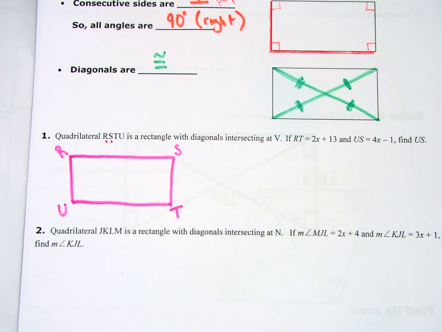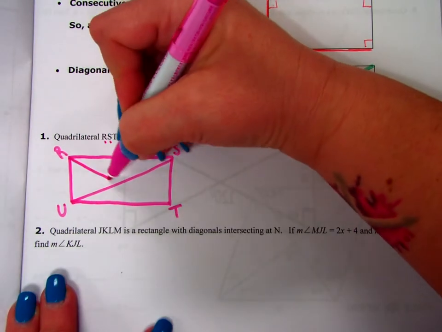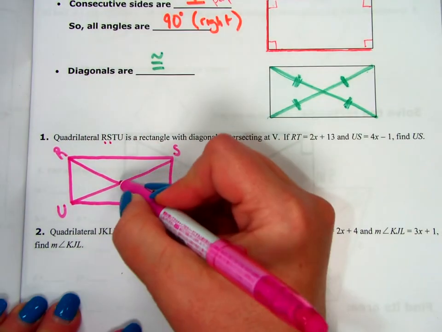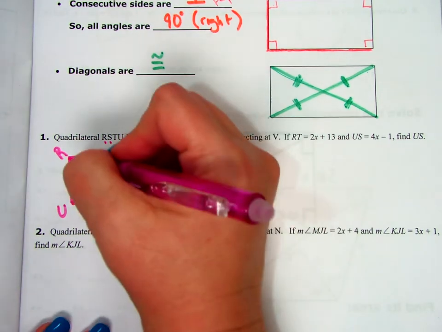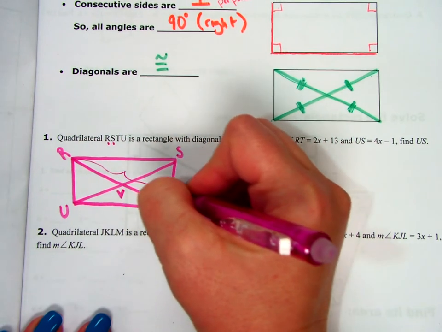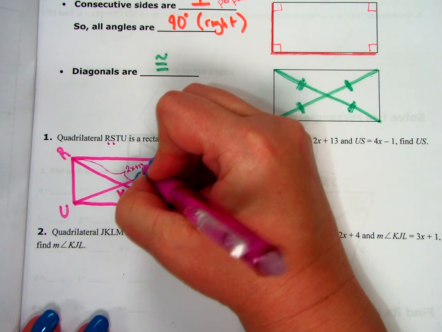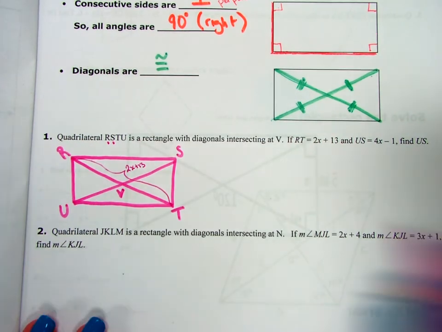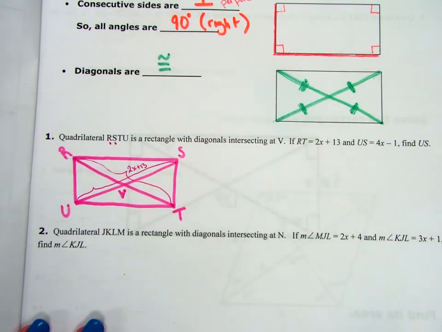Okay? It says my diagonals intersect at V, so I'm going to sketch in my diagonals, 1 and 2, and those intersect at V. Then R to T is 2x plus 13. So R to T, that's the whole diagonal, is 2x plus 13. And U to S, that's the whole other diagonal, is 4x minus 1.